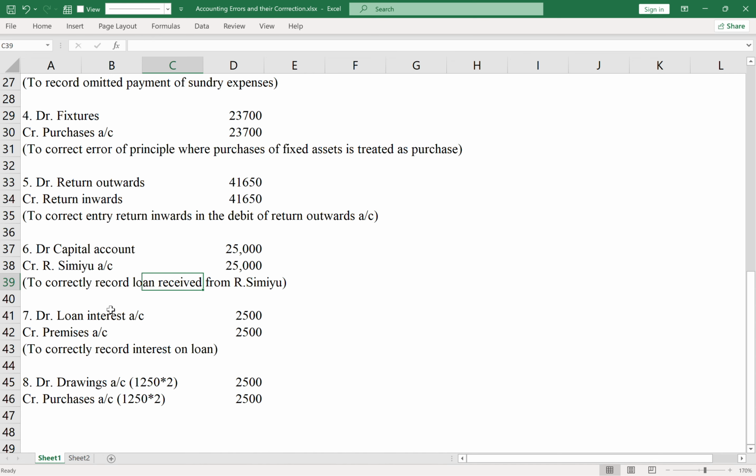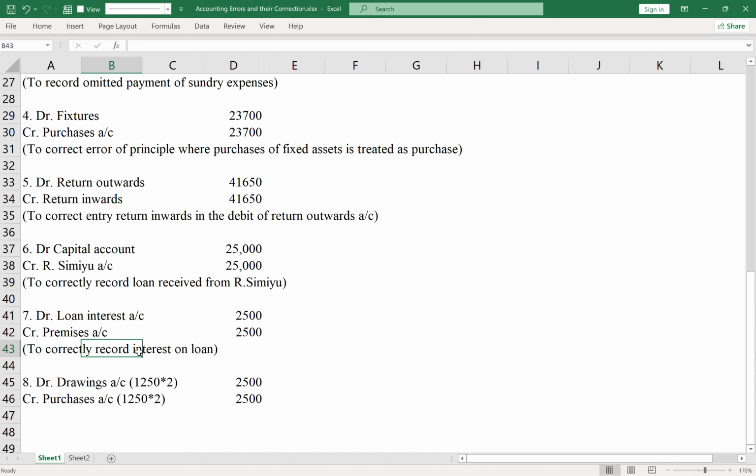Then we have number 7, loan interest of 2,500 had been debited in the premises account. So we are going to debit the loan interest account with 2,500, and then we credit the premises account, since it has been debited. So, to correctly record interest on loan.